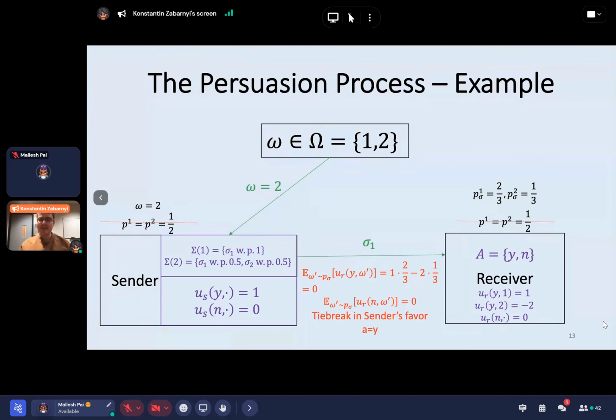So the receiver is indifferent between the two actions, but since we assume that the tiebreak is in favor of the sender, and the sender prefers action yes, we assume that the receiver would choose to take action yes. And the sender would get utility according to action yes and state 2, which is 1. And also there is the receiver's utility, but as I've already said, we focus on the sender's point of view because the sender is the designer in this setting.